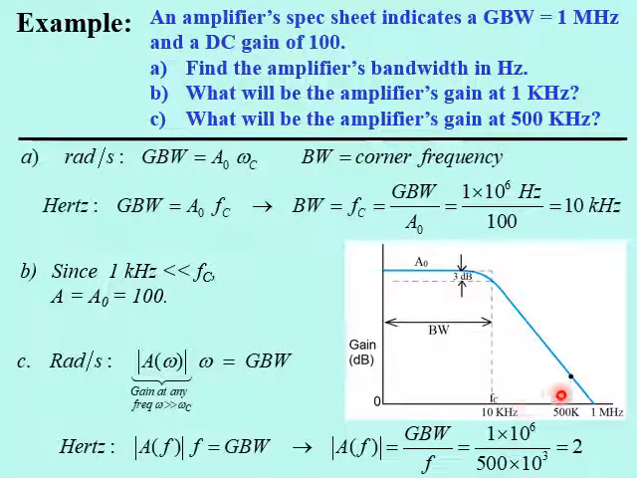All right, part C, what about the amplifier's gain at 500 kilohertz? Well, 500 kilohertz is going to be somewhere over here. You can see I marked it on this Bode plot. It's obviously much greater than the corner frequency, which is only 10 kilohertz.